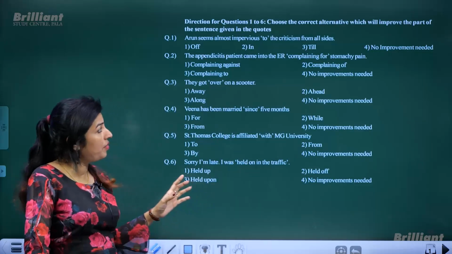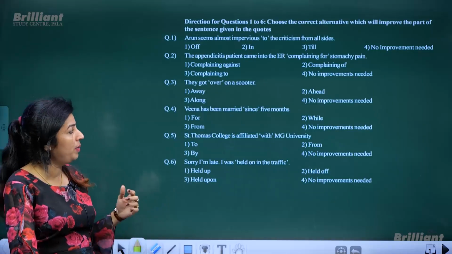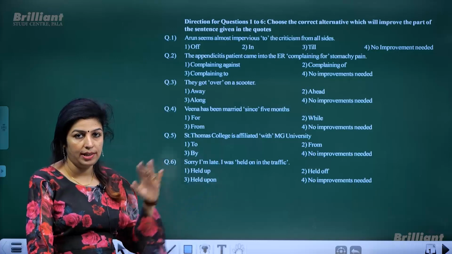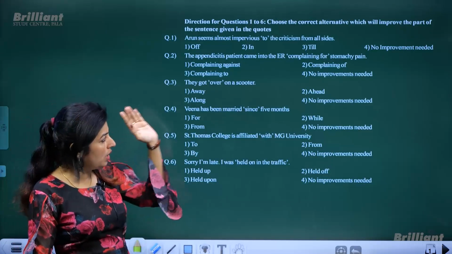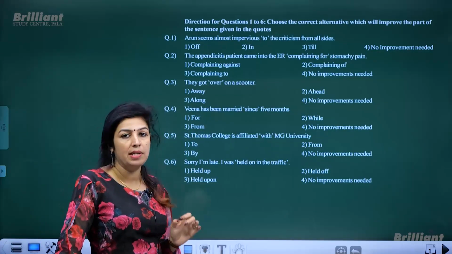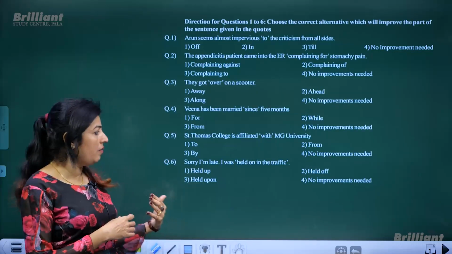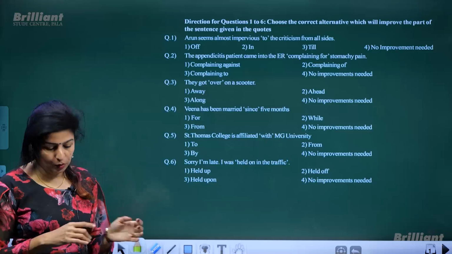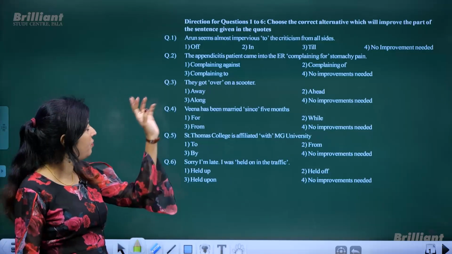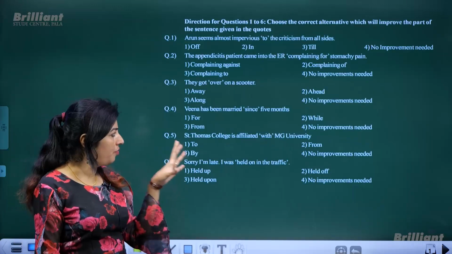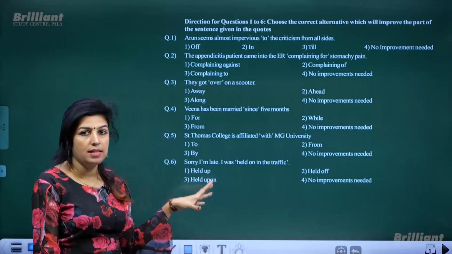And in case it does not require any improvement, it can be the same and there is no requirement to change it. That means you have to choose the last option, the fourth option, as your answer, that is, no improvements required. Okay, so let us see whether it requires improvement or not. All right, so we'll start with the first question. These are all about the use of phrasal verbs or phrases and prepositions.